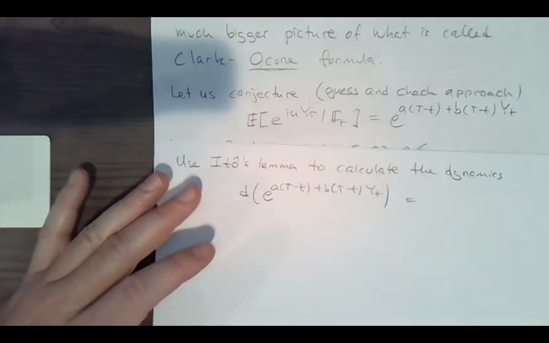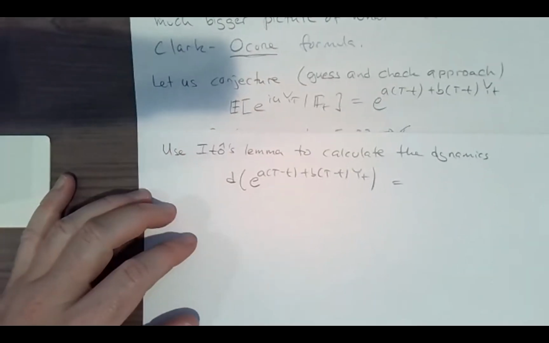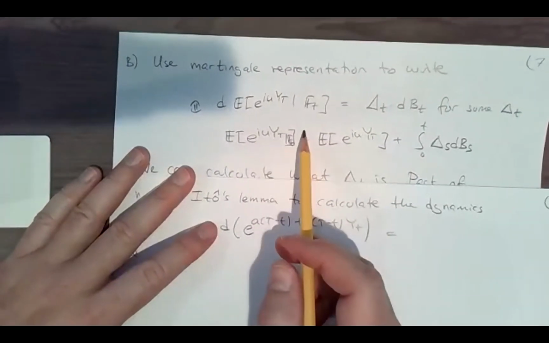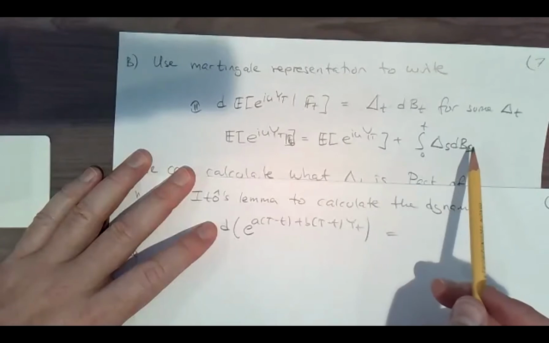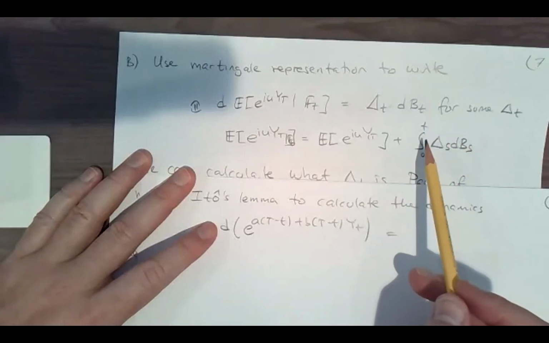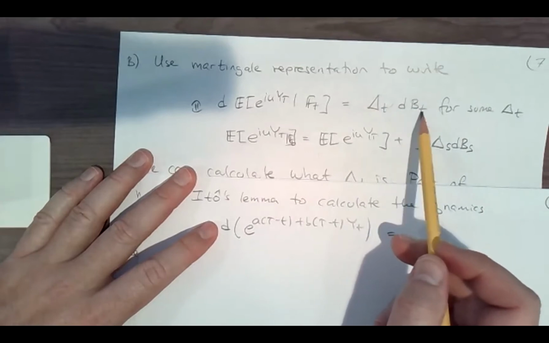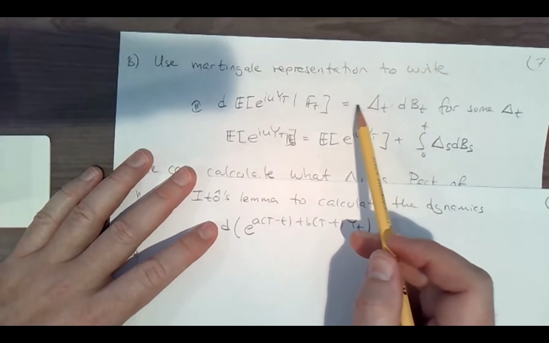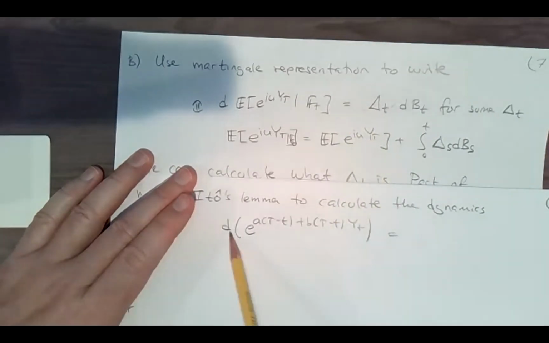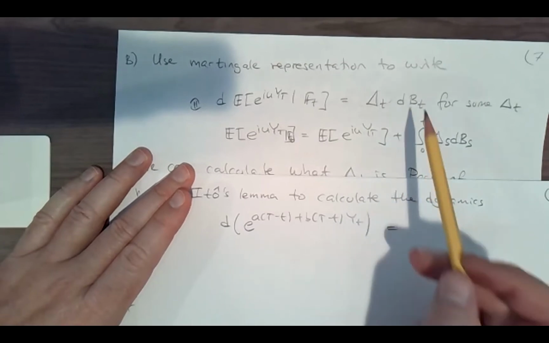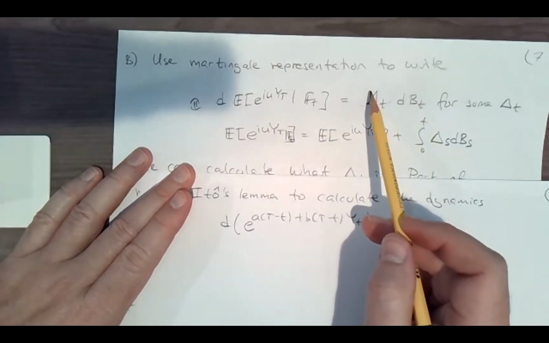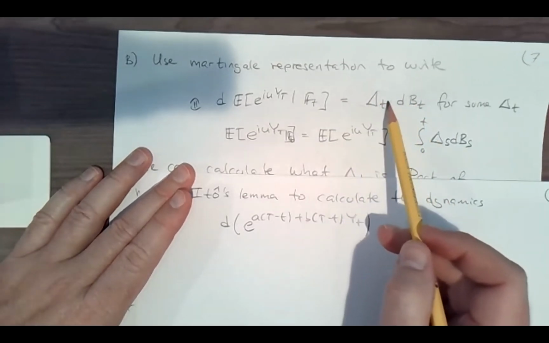What is it going to be equal to? Well, what we know is, because it's a martingale, the only thing that can appear on the right-hand side will be a Brownian motion term. There are zero dt terms over here. So whenever we apply Ito's lemma, it has to be the case that there will be a 0 times dt plus whatever is left times dB_t.